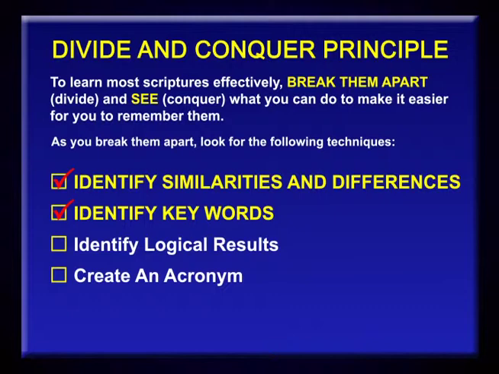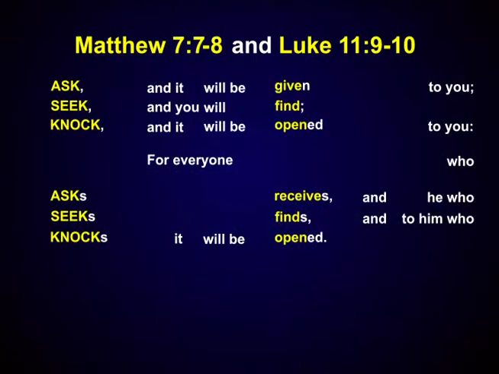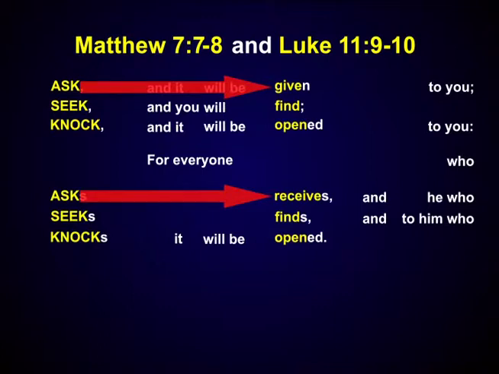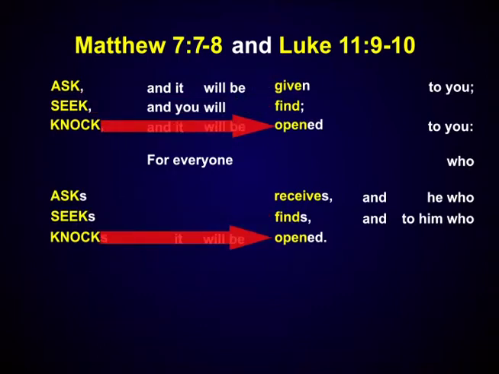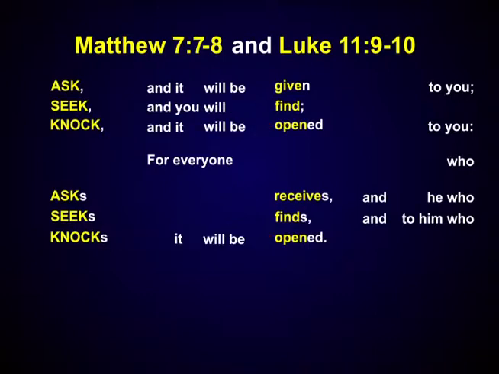Now that you've identified similarities and differences, primary and secondary keywords, let's turn our attention to identifying logical results among these keywords. The logical result of a specific word is the natural outcome of that particular word. For example, the logical result of asking is being given or receiving something. The logical result of seeking is finding something. And the logical result of knocking is something being opened. Now let's apply this technique to this scripture.